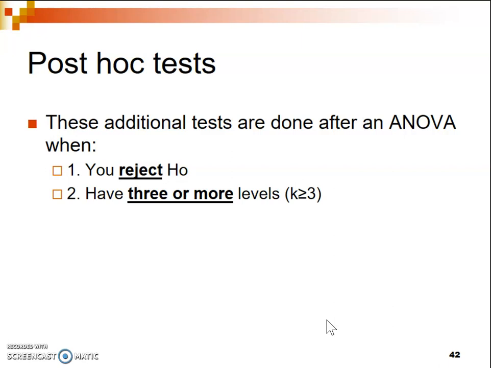Since we have 3 groups in this example, we have the pizza diet, we have the beer diet, and we have the controlled diet, we know that at least one of those is different, but we don't know exactly which one or if all of them are different. So in this situation, we have 3 levels, and we also rejected the null hypothesis. So when you're in a situation like this, where we made the decision to reject the null hypothesis, we have 3 or more levels, you have to do an additional test.